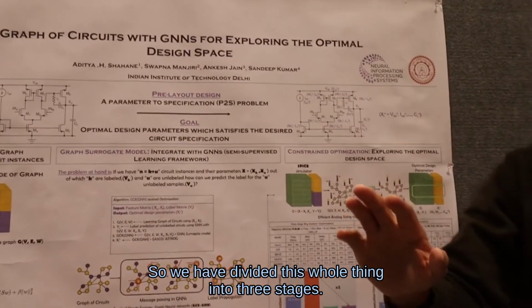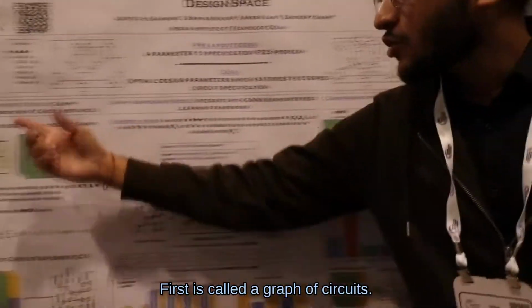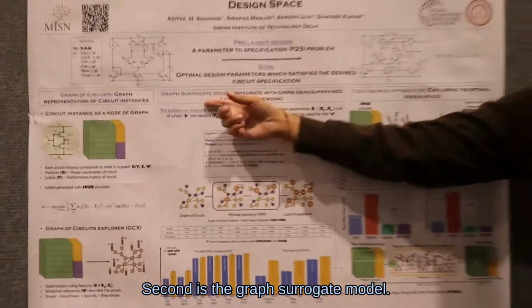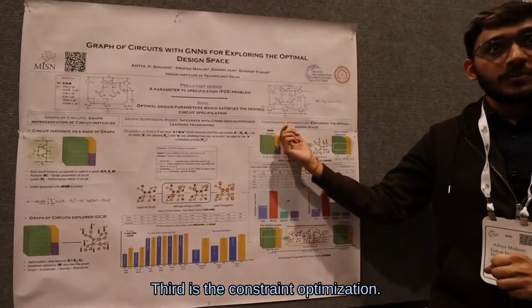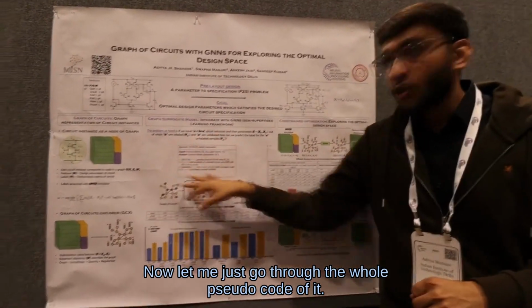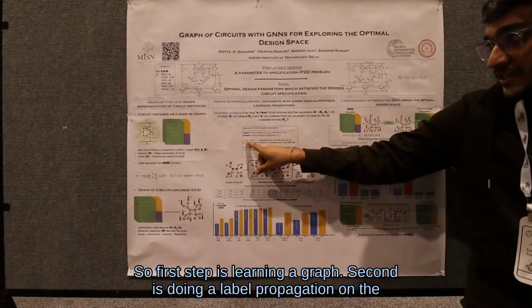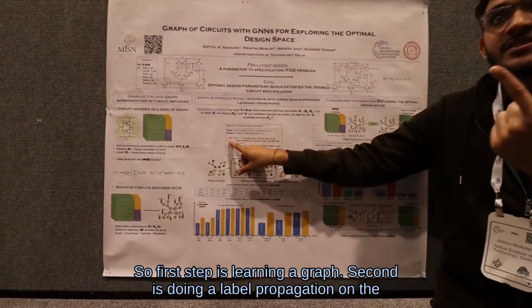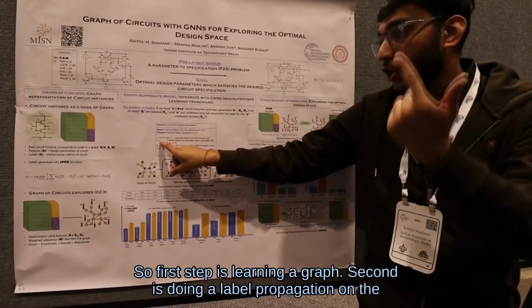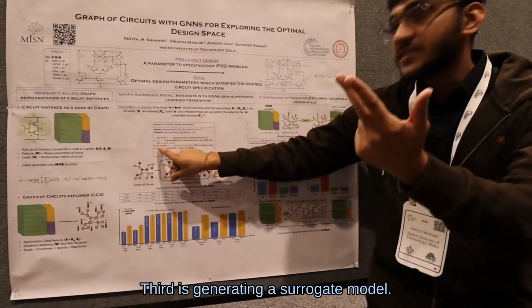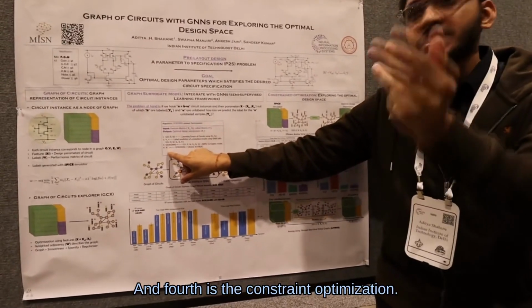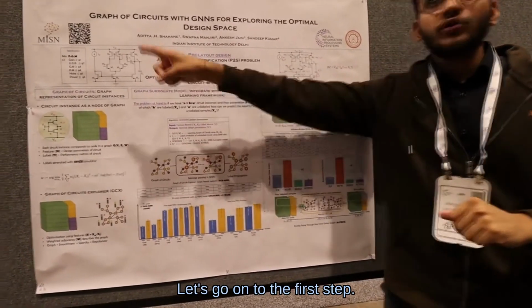We have divided this whole thing into 3 stages. First is called graph of circuits. Second is the graph surrogate model. Third is the constraint optimization. Now let me go through the whole pseudocode of it. First step is learning a graph. Second is doing a label propagation on the unlabeled instances. Third is generating a surrogate model. And fourth is the constraint optimization. Let's go on to the first step.